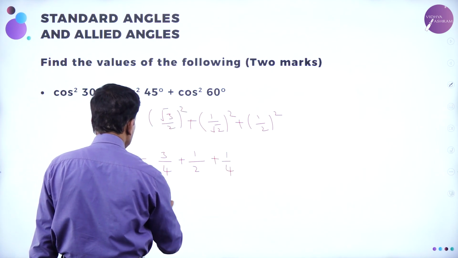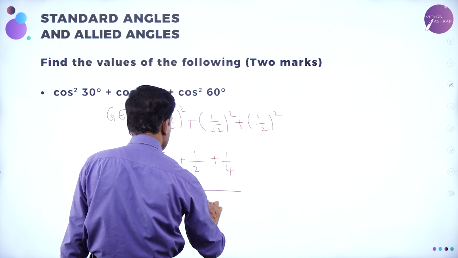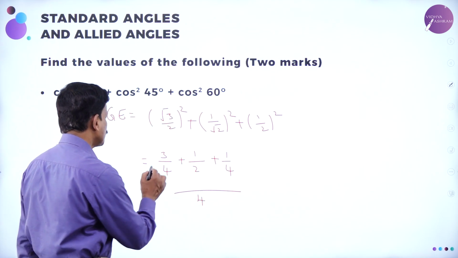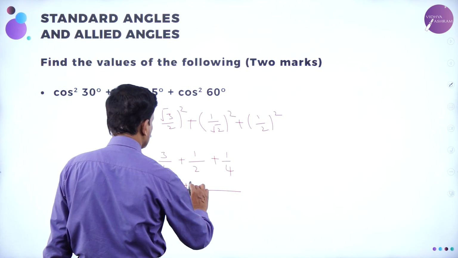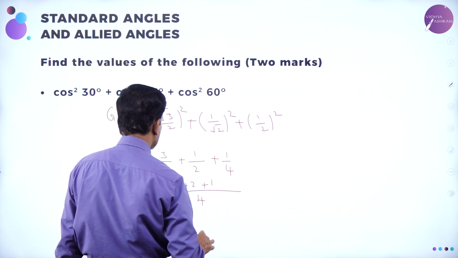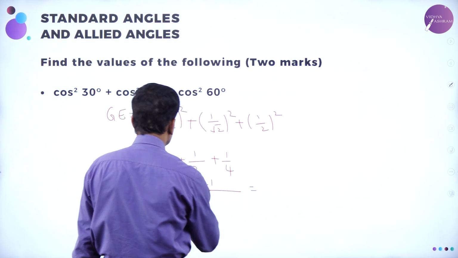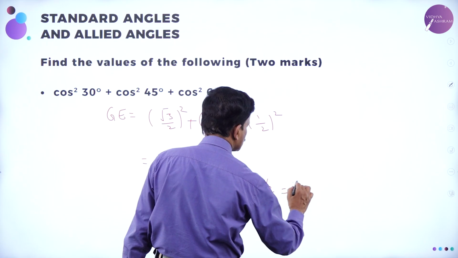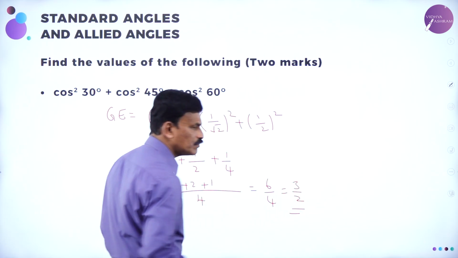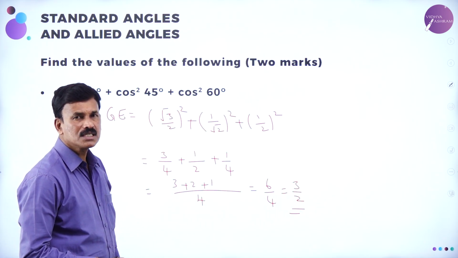Now, if you want, just take the LCM. 4 is the LCM here, 4 and 4 get cancelled, 3. If you divide 4 by 2, 2 2s are 2, 1 1s are 2, plus 4 and 4 get cancelled. So this is equal to 3 plus 2, 5 plus 1 is 6 divided by 4. 6 by 4 is nothing but 3 by 2. So the required answer is 3 by 2.